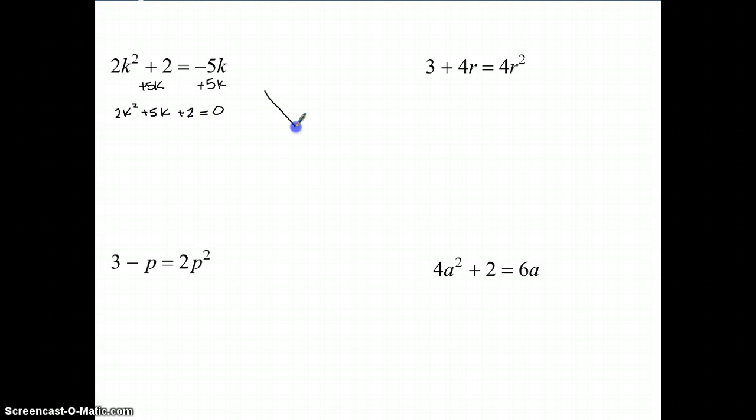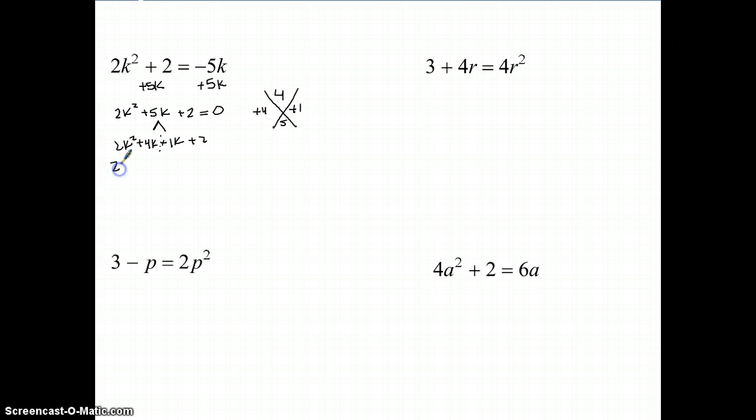Since it's a trinomial, I'll use my diamond method. I have a 4 on top and a 5 on the bottom. My two numbers are positive 4 and positive 1. Rewriting my 5k as positive 4k and positive 1k, I still have a 2k squared in front and a plus 2 behind.